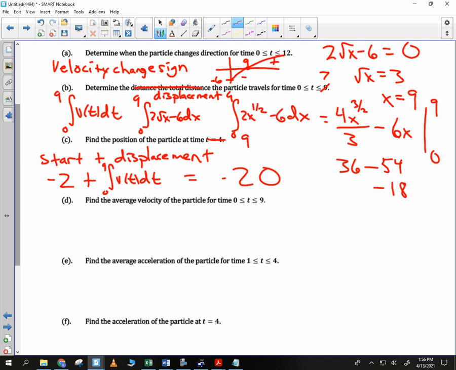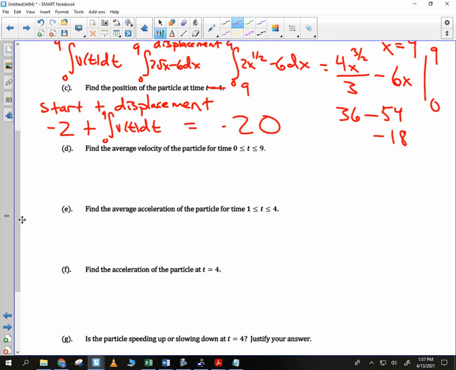Okay, so what if we get an answer wrong for B, but we set up the next problem correctly? Do we get partial credit? They try to make it so you don't need the answer from the previous problem in order to develop the next. They try to make them independent.